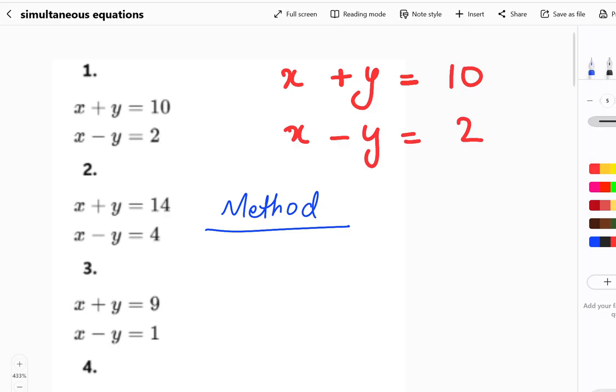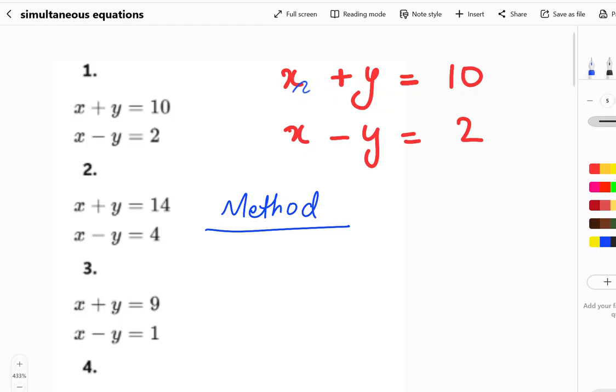And how do we add or subtract two equations? We have learned how to add or subtract numbers or variables, but how do we add or subtract equations? It works like this. You subtract the left hand side with the left hand side, you subtract the right hand side with the right hand side. Now, you see, before subtracting them, I'm going to think it in my head.